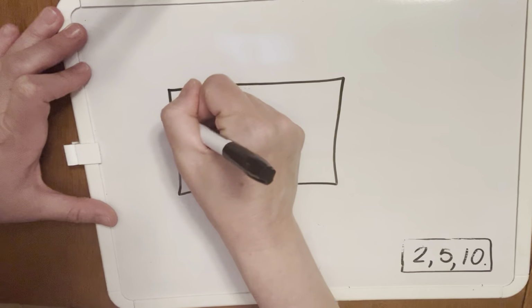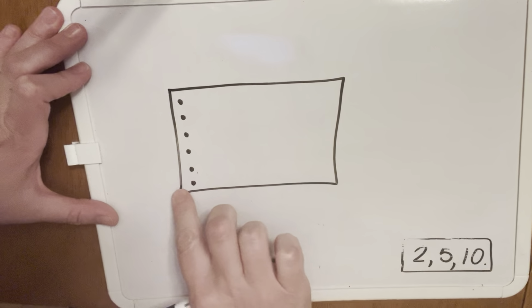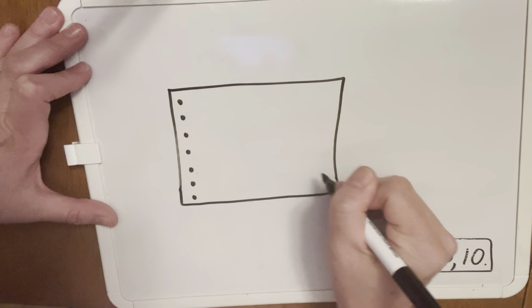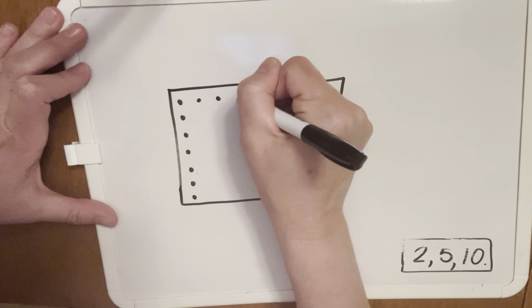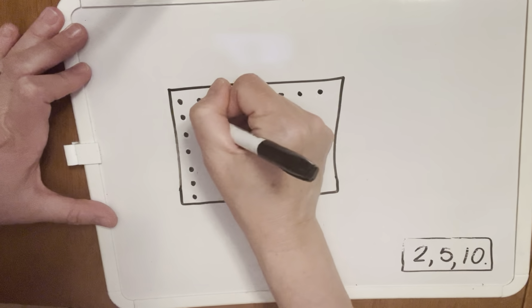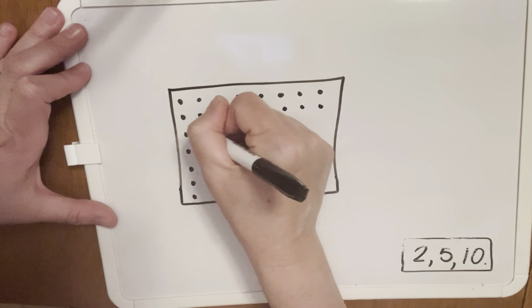7 times 8. 1, 2, 3, 4, 5, 6. Oh, I didn't make it quite big enough. 7. 1, 2, 3, 4, 5, 6, 7, 8. I'm going to fill in all these. I want to show you why it works.